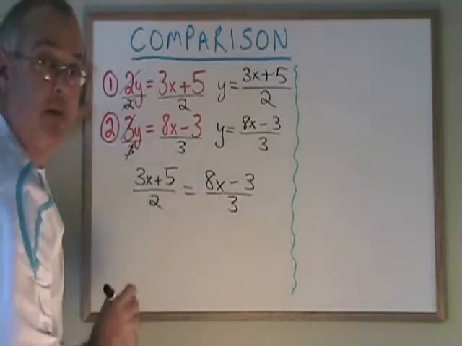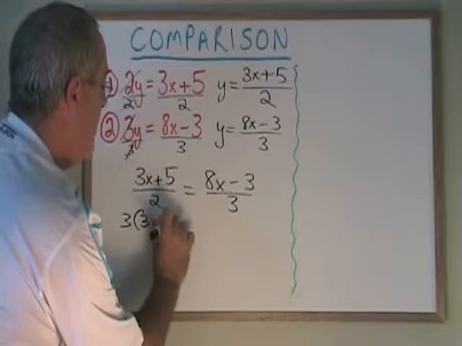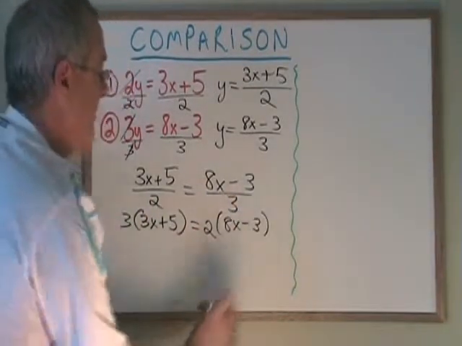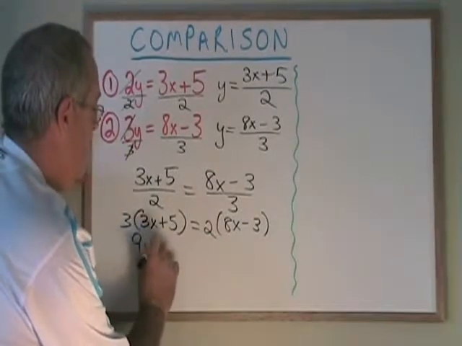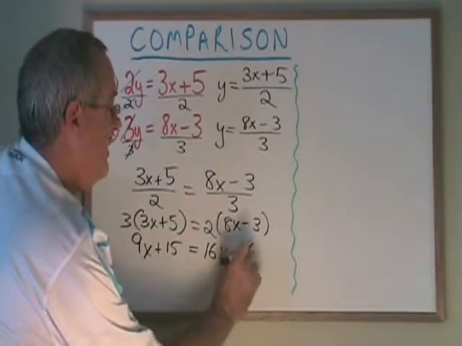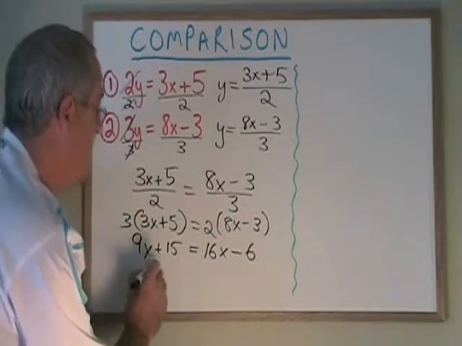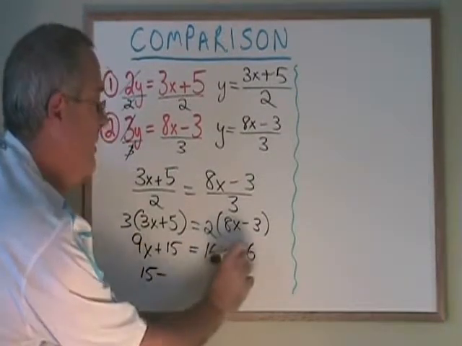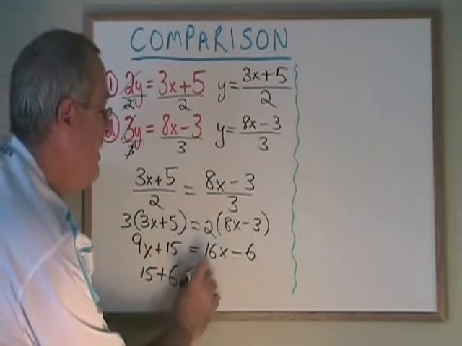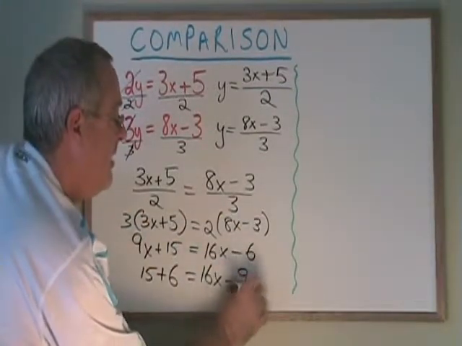Cross-multiplying, top times bottom equals bottom times top, I get 3 times (3x plus 5) equals 2 times (8x minus 3). 9x plus 15 equals 16x minus 6. Let's get all of the x's to the right and all of the constant terms to the left. So my 15 stays where it is, then the minus 6 moves to the other side and becomes plus 6. The 16x stays where it is, and the 9x moves to the other side and becomes minus 9x.